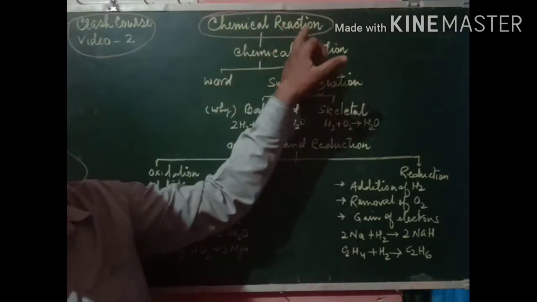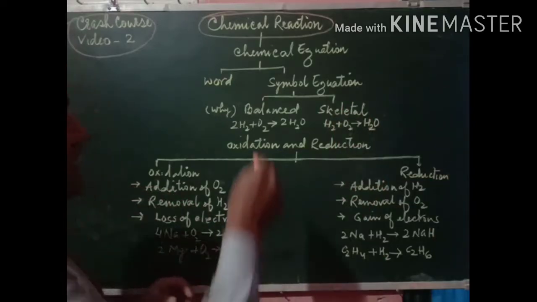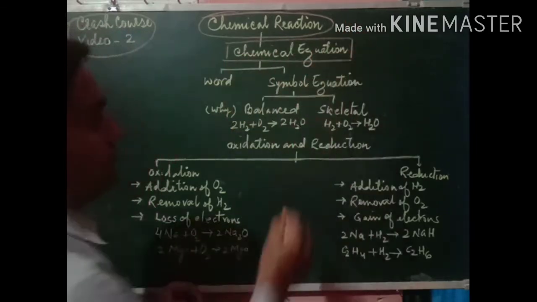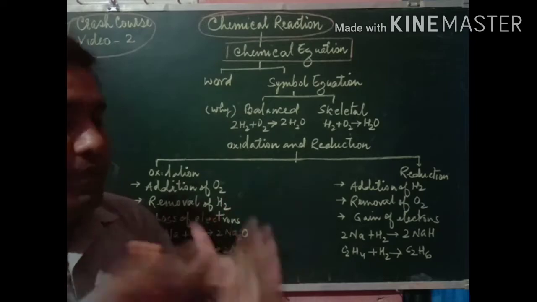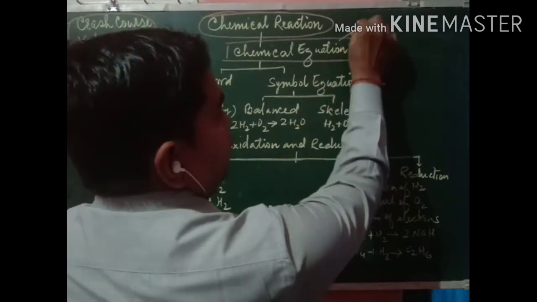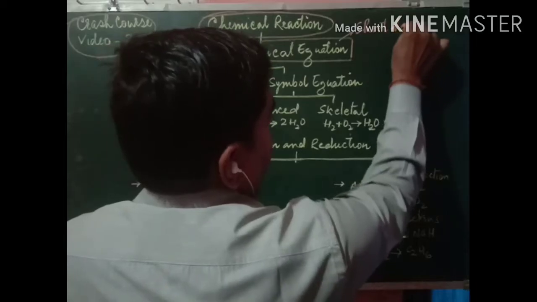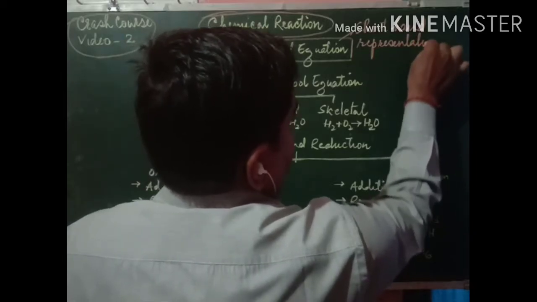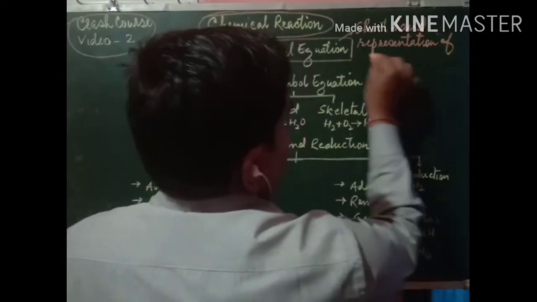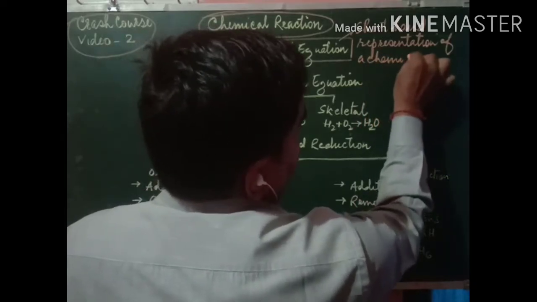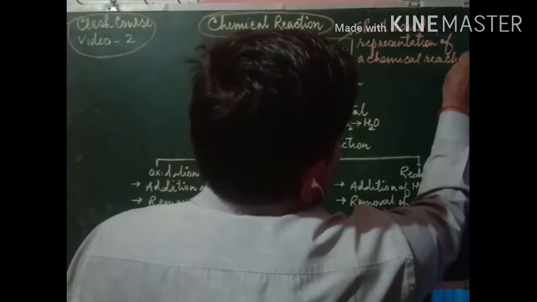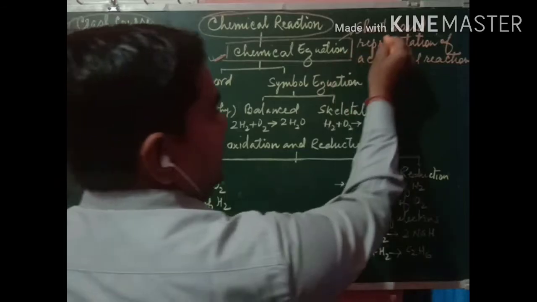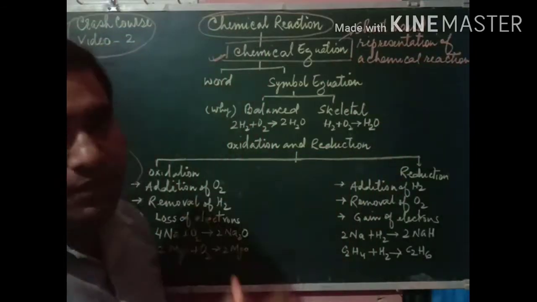Chemical reaction you have read in the first video, and a chemical reaction is represented by a chemical equation. Okay, so what is a chemical equation? A chemical equation is the shorthand representation of a chemical reaction. Remember, students. So what is a chemical equation? A chemical equation is the shorthand representation of a chemical reaction.